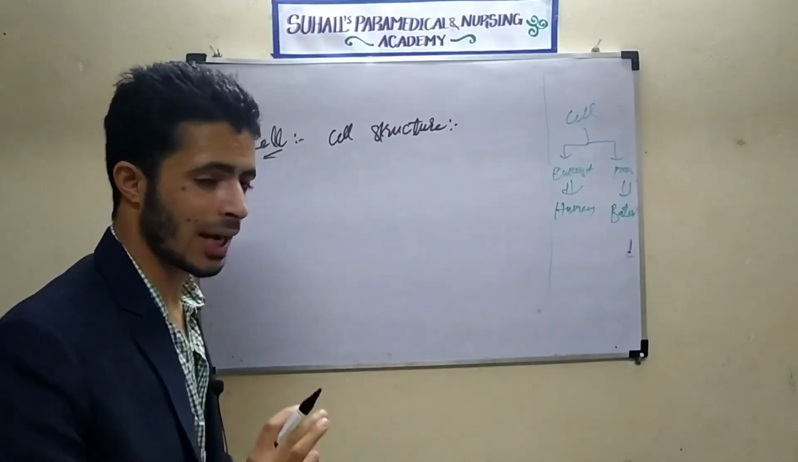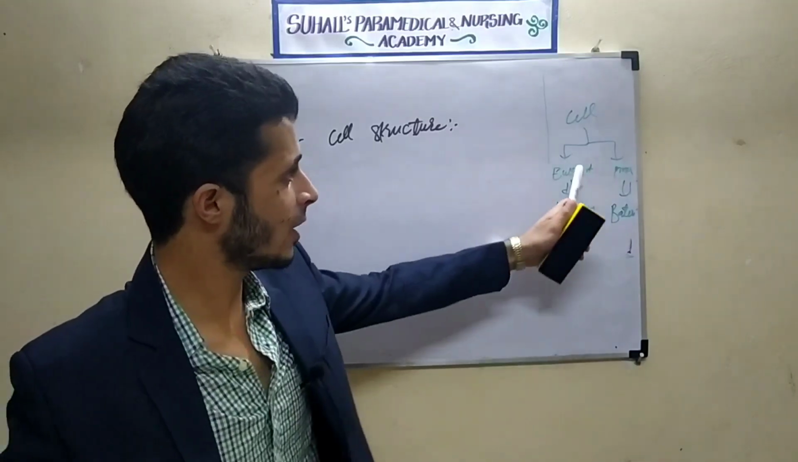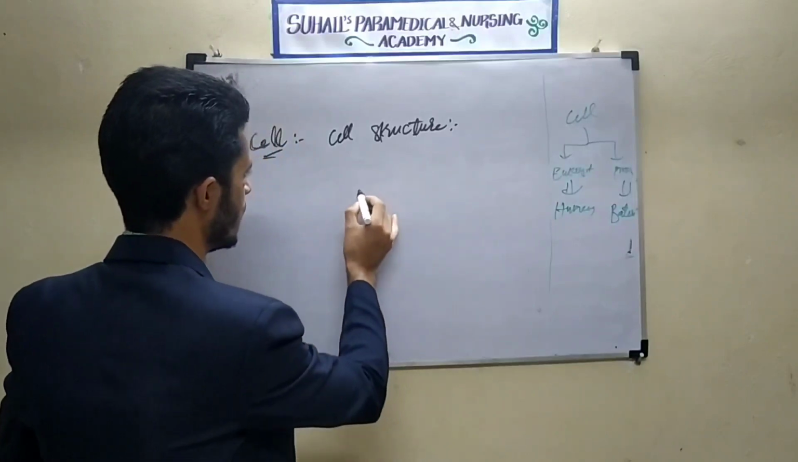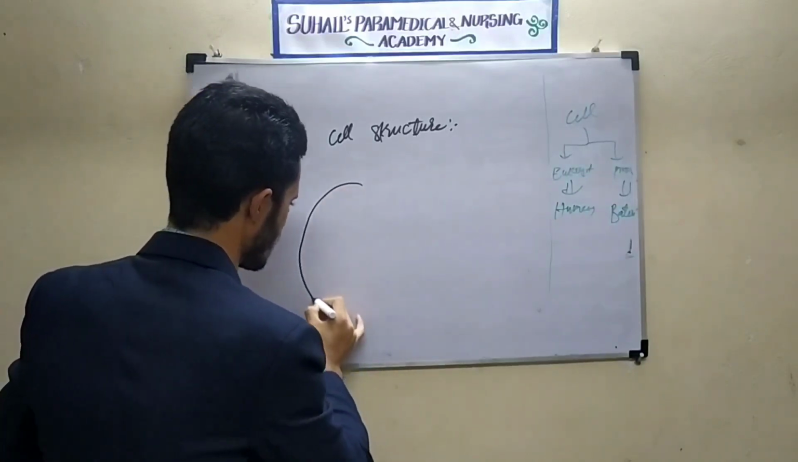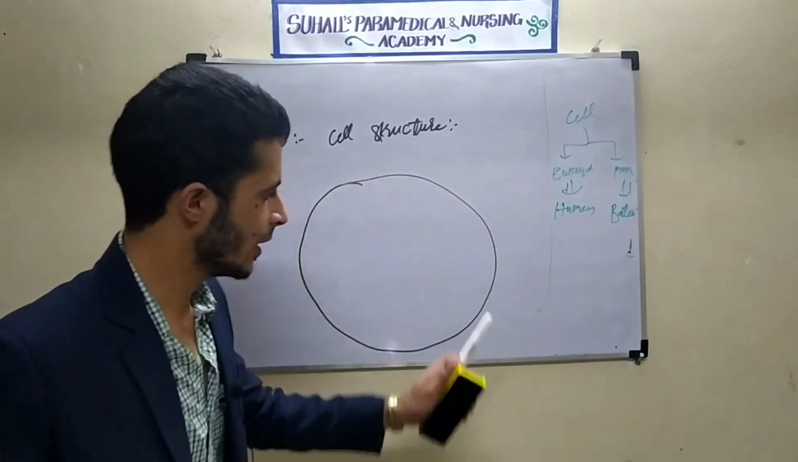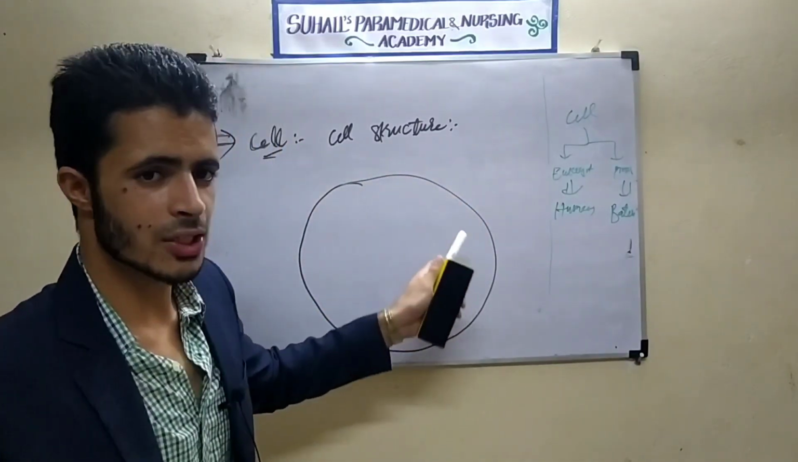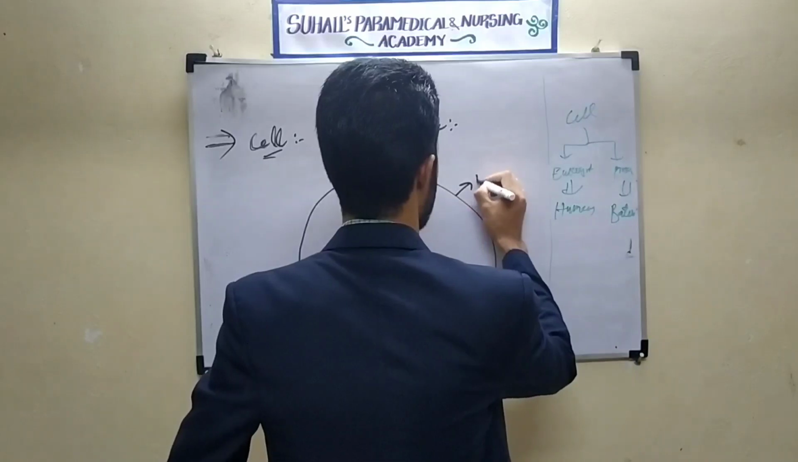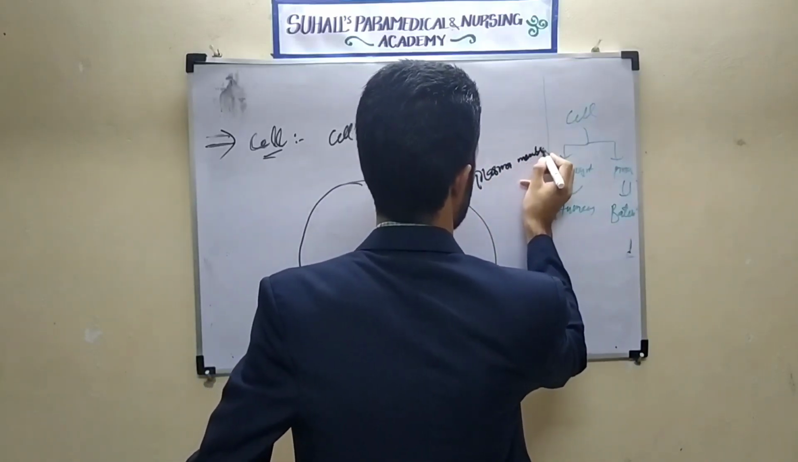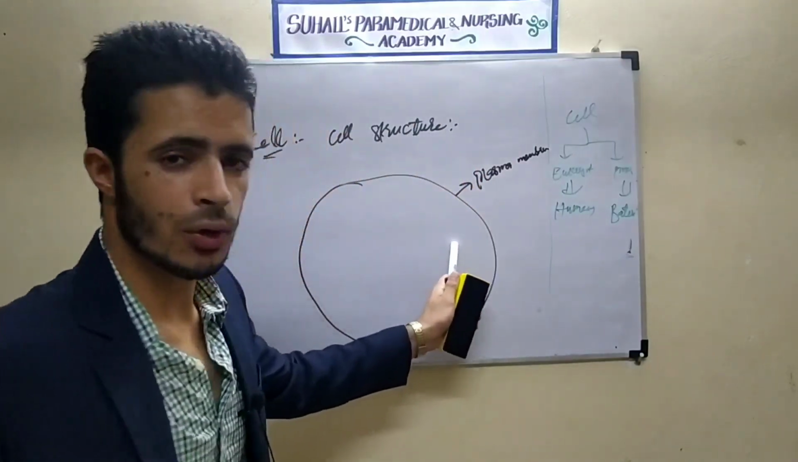I already told there are different types of cells. Here I am going to talk about the human cell that we have to study. See, this is the human cell, and this external structure, the external covering of the cell, is called the plasma membrane.